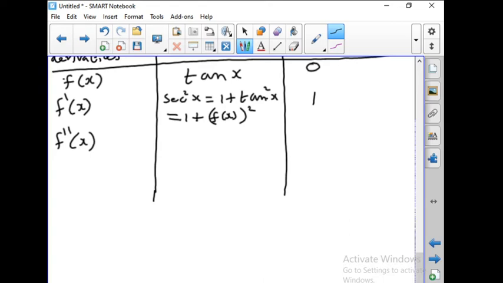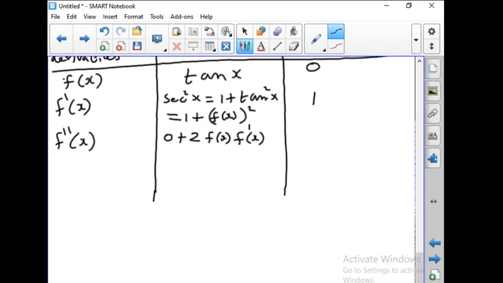We have simply written secant square x as 1 plus f(x) the whole square, right? Now you differentiate this. Differentiation of 1 is what? 0. And what is the differentiation of f(x) the whole square? It is of the form x square. The differentiation of x square is 2x. So 2 into f(x) into f'(x). Just like when we differentiate y we write y dash, that is dy by dx, in the same way when we differentiate f(x) we get f'(x). So 2 into f(x), and the differentiation of f(x) is f'(x).